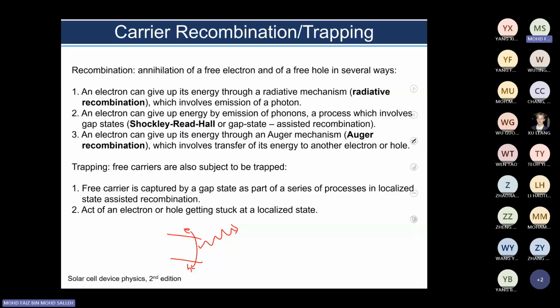And the other two are non-radiative. We can have recombination based on Shockley-Read-Hall, or the Auger recombination process. I will explain a little bit after this. And through this recombination, we can also have the electron trapped inside the gap between the energy bands, because we have defects and localized states. So the electron can be stuck over there. This will also reduce the number of photocurrent.